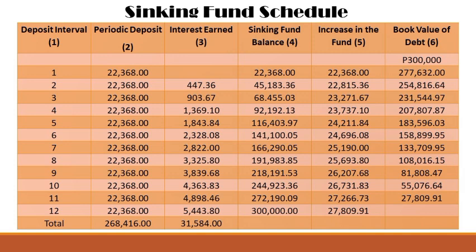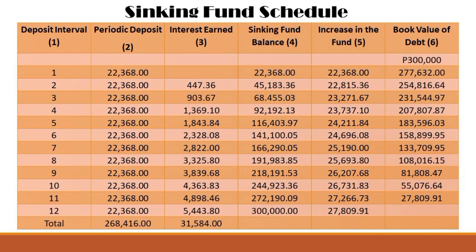Lastly is column 6. This is the amount still needed to accumulate the desired fund. It is the difference between the desired amount or the obligation to settle and the balance in the fund, or the difference between the previous book value of debt and the increase in the fund.